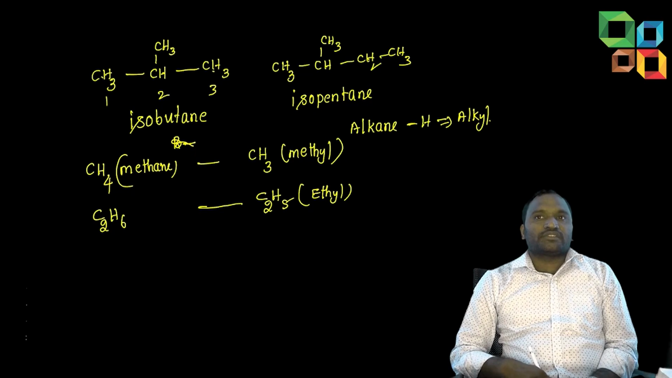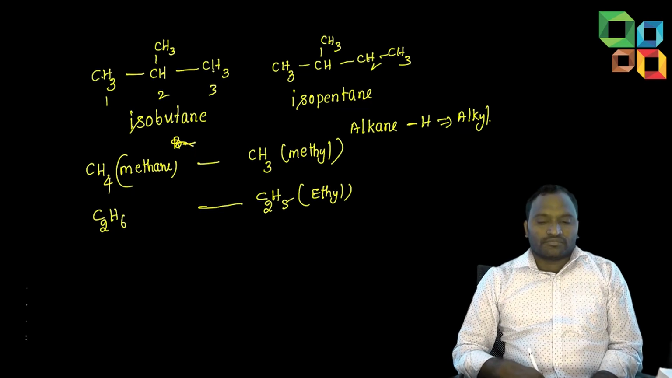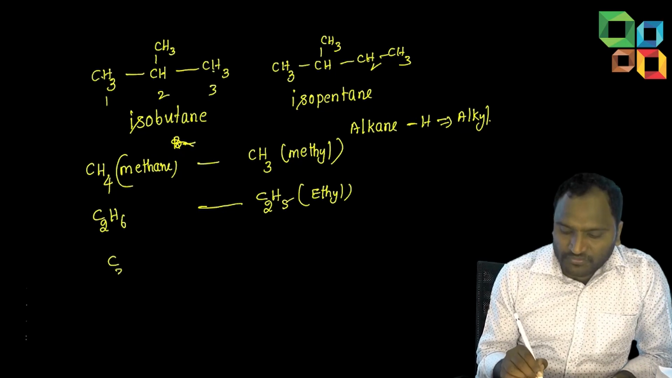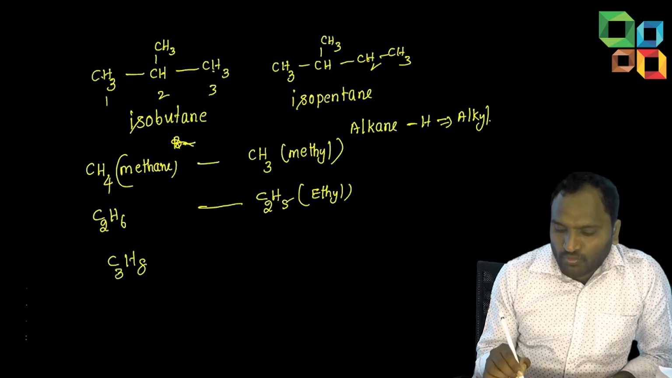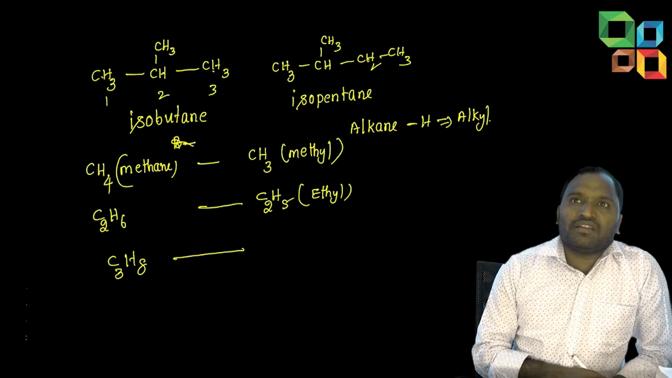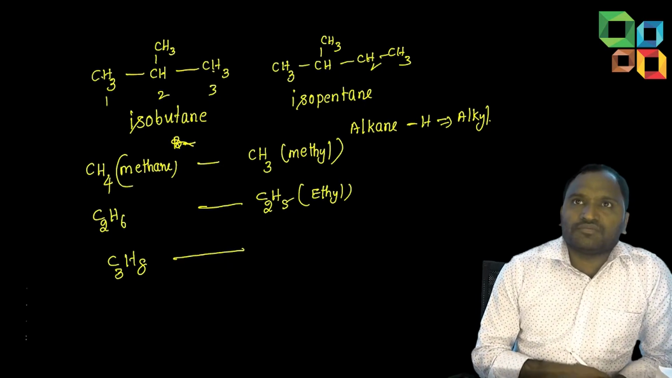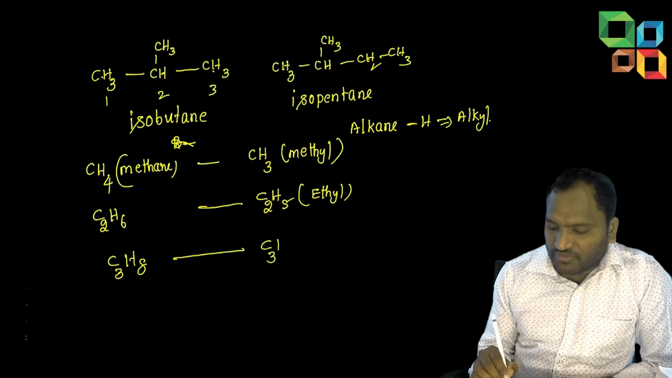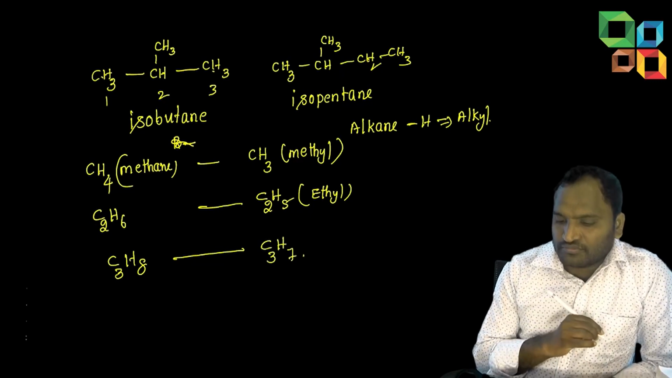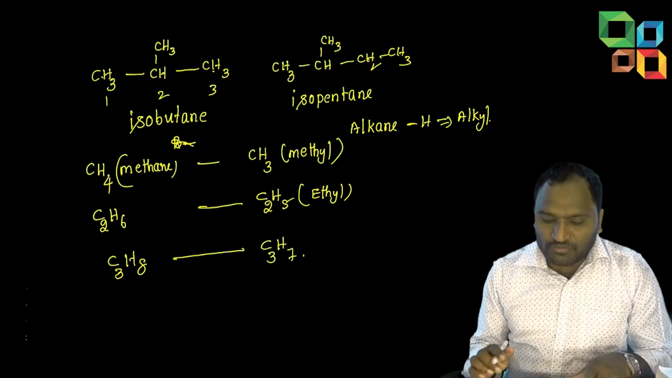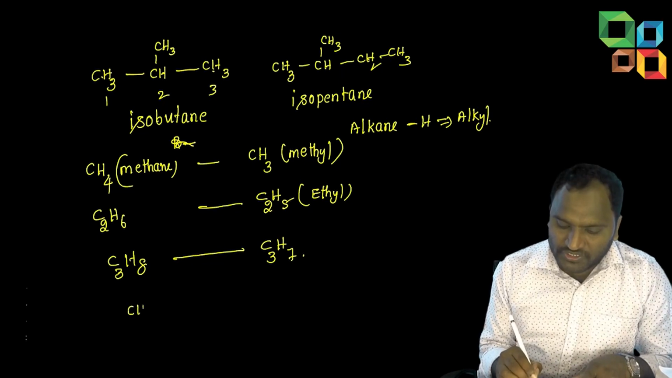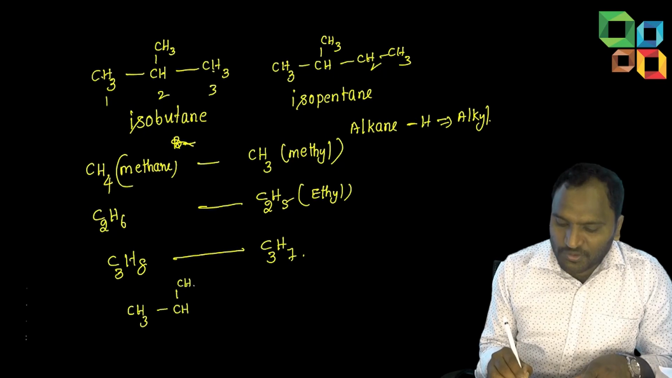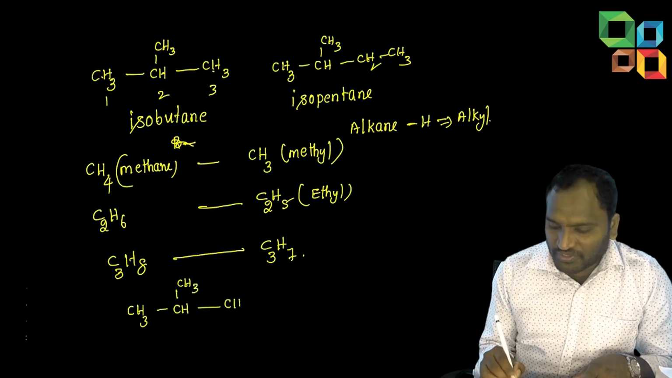Students got it? Yes, sir. I'll write here C3H8. What is the propyl formula? C3H7. Very nice. Next, one more thing I'll give. CH3, CH3. Observe properly and tell me. CH2.